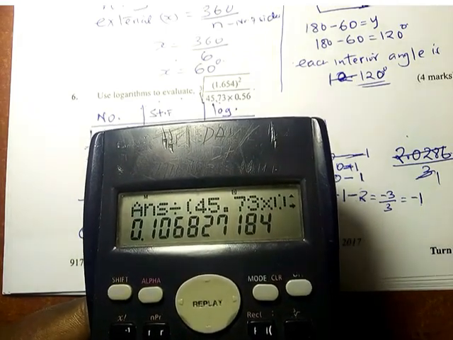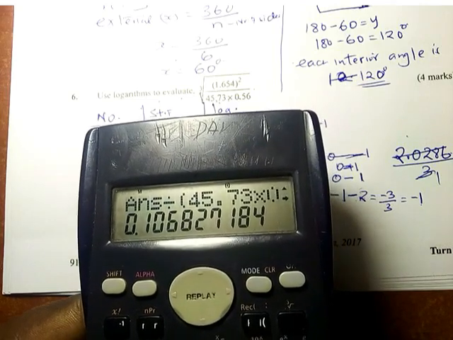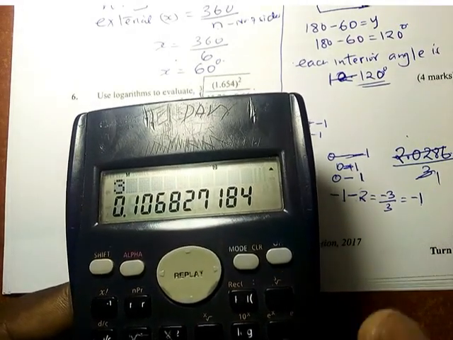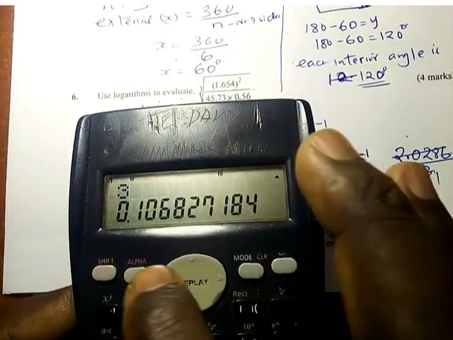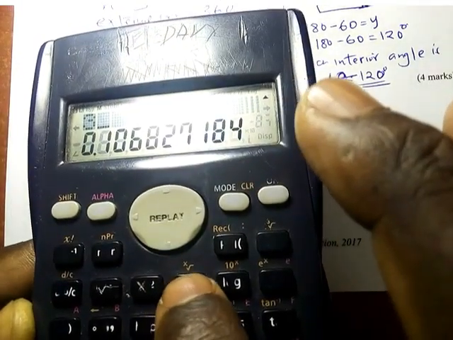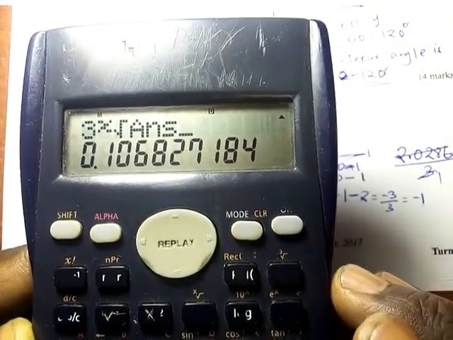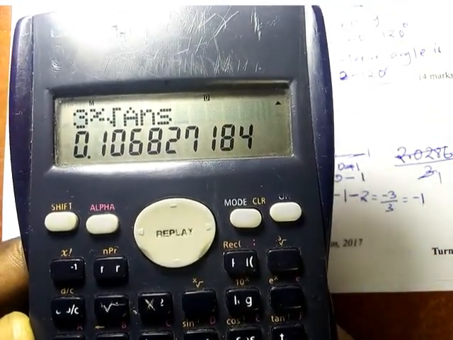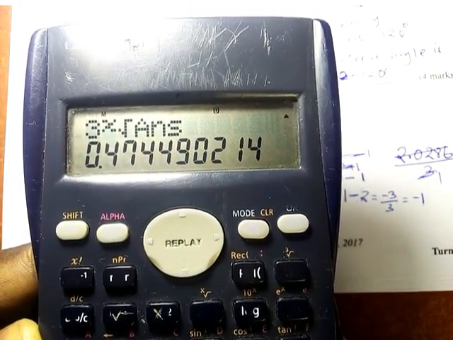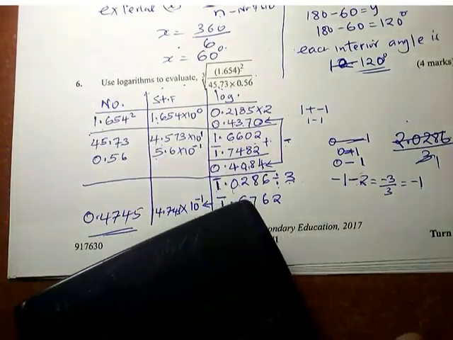And then sasa tunataka kutafuta, hiyo ni ya ndani, tutafute the cube root. Cube root, you press 3, and then shift, and then this here, you press that, and then answer, right? So let us see what it is going to give us. So hiyo ndio jibu tumepata 0.4745, and that is the answer. So you can confirm using your calculator.